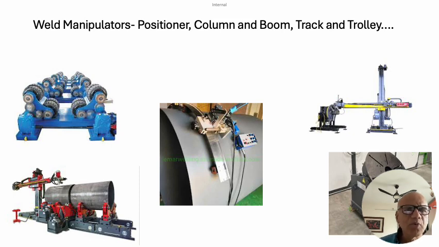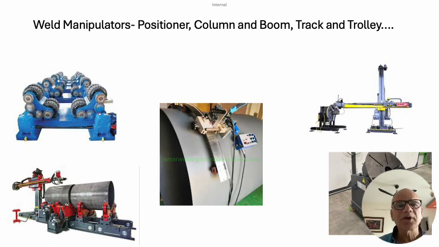Similarly, the column and boom, where you have a column and a boom and the welding head is attached on the top of it, and then you move it. And when you want to change the angle of your joint, you need to use this kind of positioners on which you will mount your job and then rotate it. And then there are nozzle welders which actually go and sit on top of the nozzle, and then they will weld your applications.